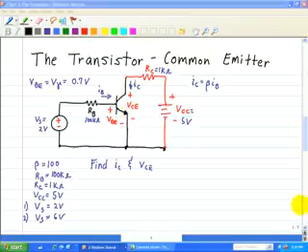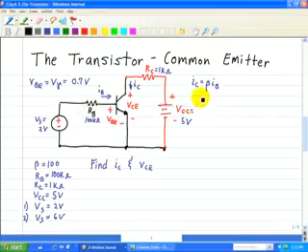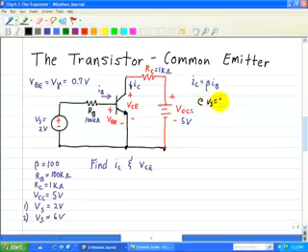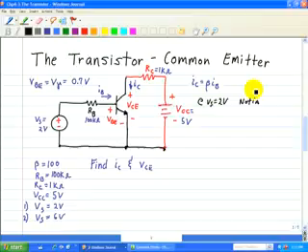To solve this circuit, we note that Vs is equal to 2 volts, which is greater than V gamma of 0.7 volts. Therefore, the transistor is not in cutoff mode. So at Vs equal to 2 volts, the transistor is not in cutoff mode.